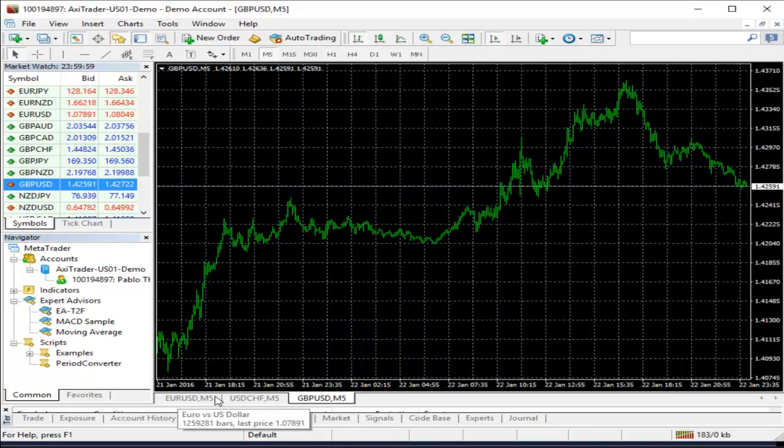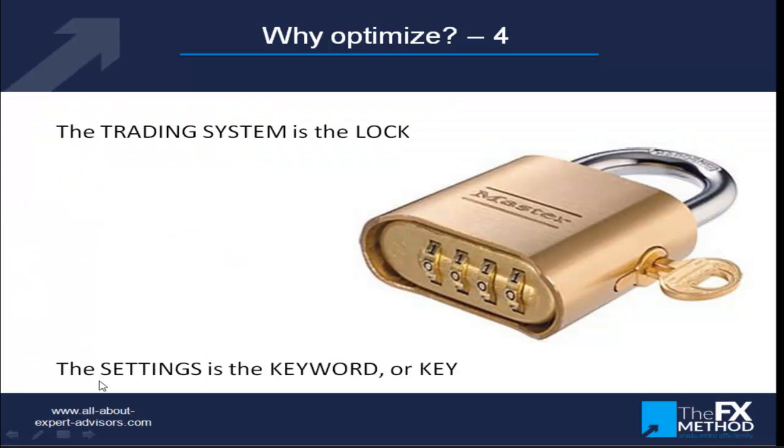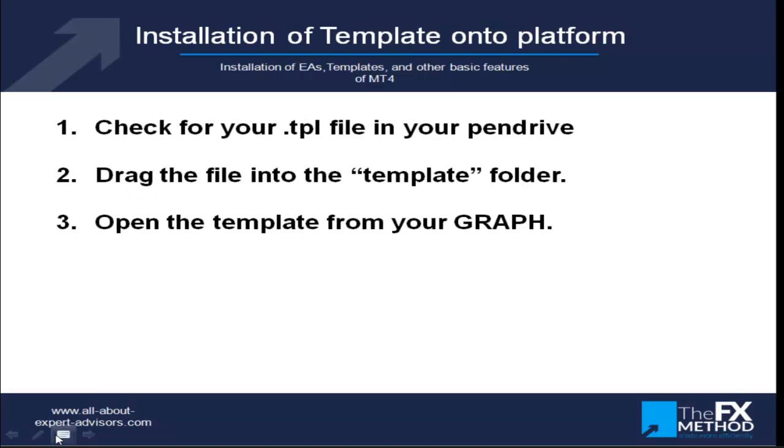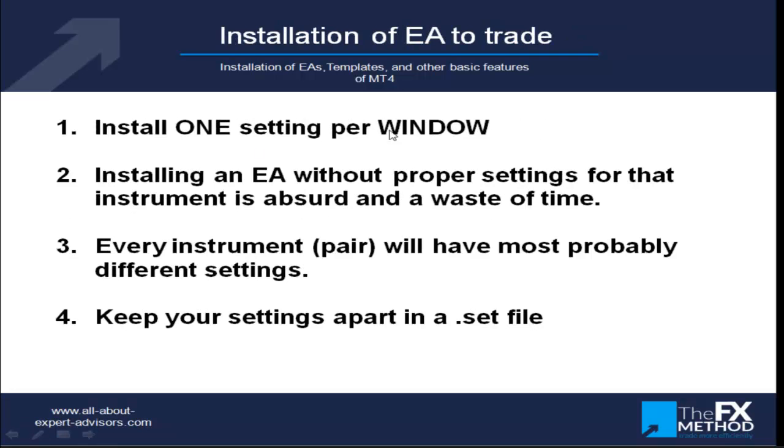We could be uploading the EA on 3 different currency pairs, but we would need different settings on every single one of them. That's the first thing you need to know, and it's absurd to put the same settings for the 3 different currency pairs. So you install one setting per window, a distinct one. Okay. Second thing, if you install an EA without the proper settings, it's really a waste of time.